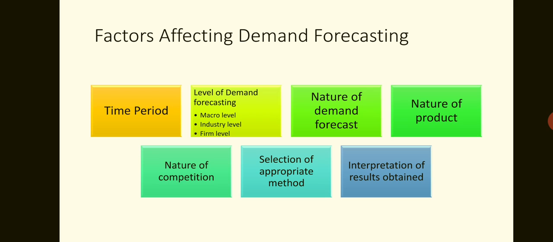Then industry level demand forecasting, as we have discussed now, that restaurants and the food and beverages industry are very much affected by the COVID-19 situation. Then firm level demand forecasting, that is how our particular business is affected.